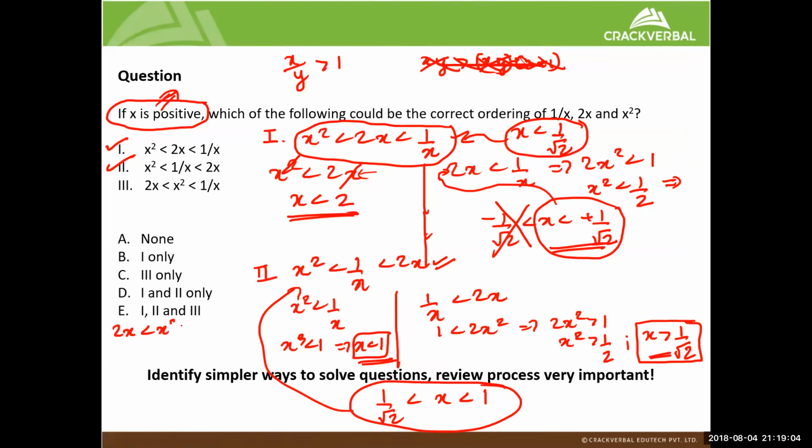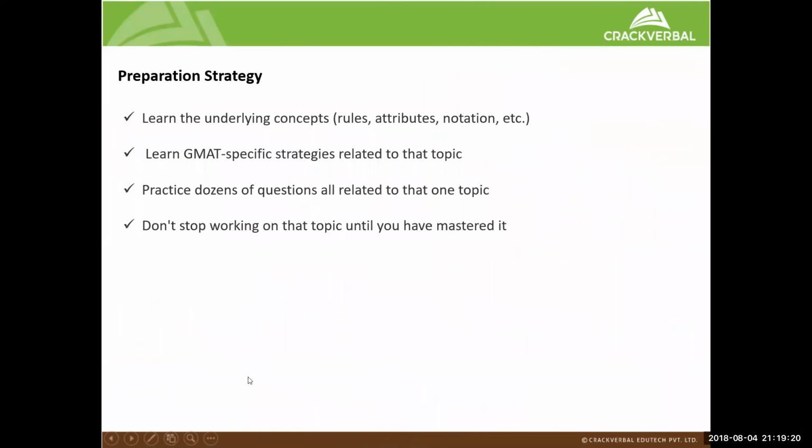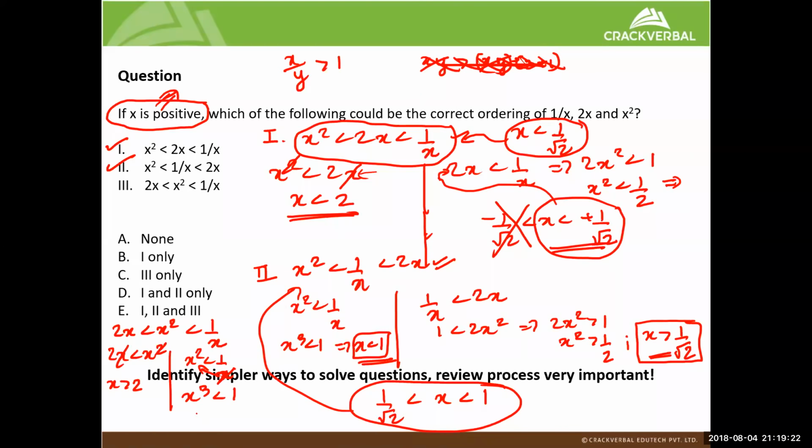2x is less than x square, less than 1 by x. I'm going to split this up. 2x less than x square, cancel out the x, gives me x greater than 2. And x square is less than 1 by x, basically take the x and multiply it with the x square. I'm going to get x cube is less than 1. So if x cube is less than 1, x has to be less than 1.